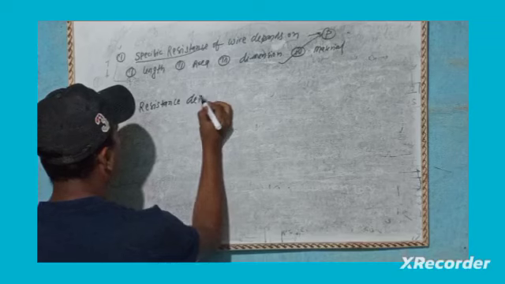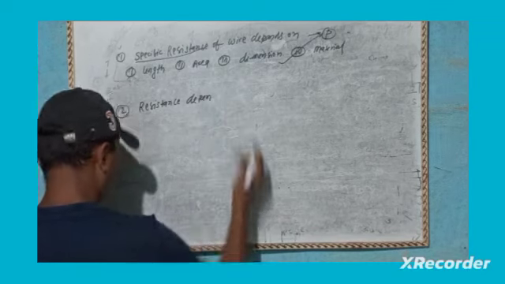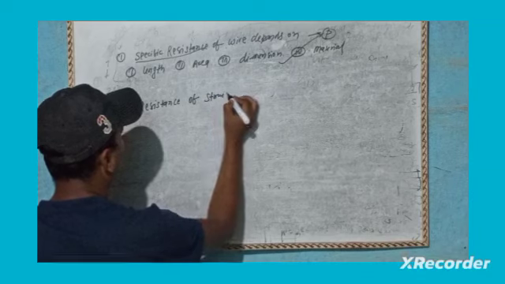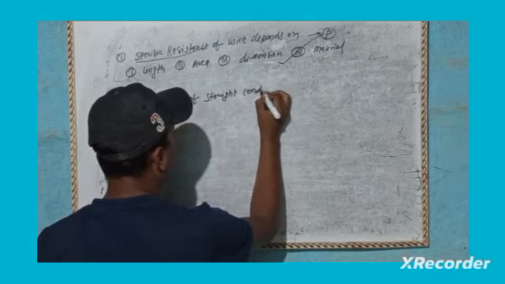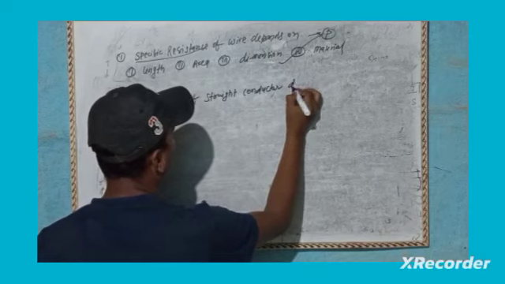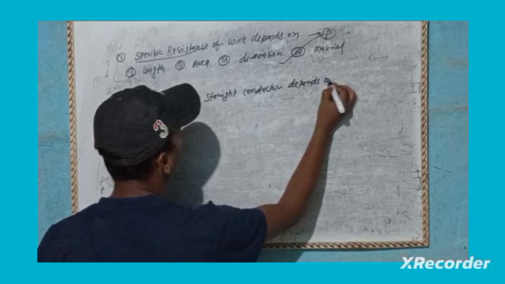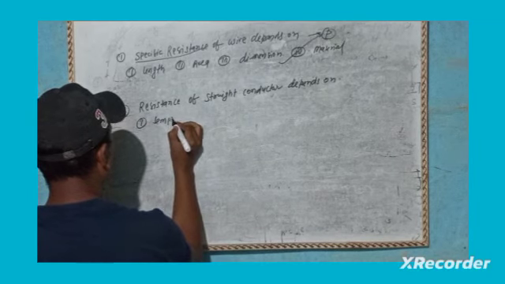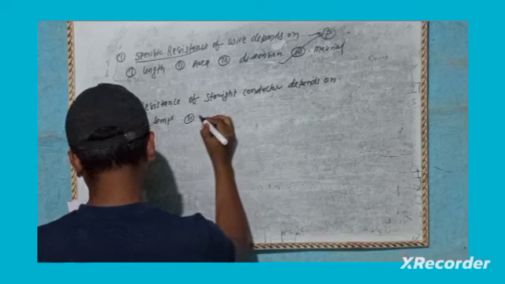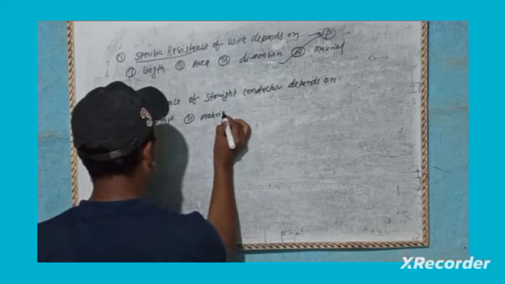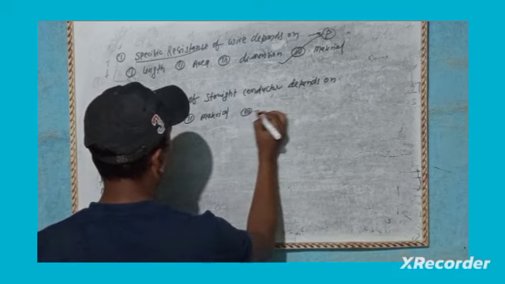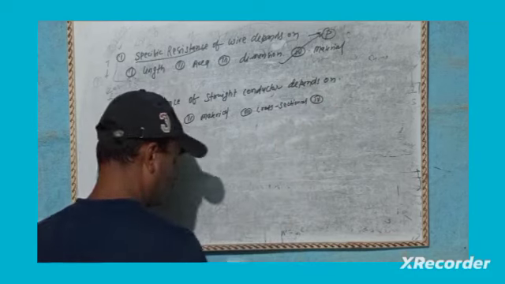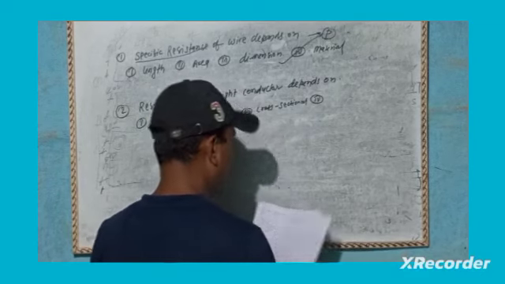Resistance of a straight conductor depends on: option A, temperature; option 2, material; option 3, cross sectional area; fourth, shape.